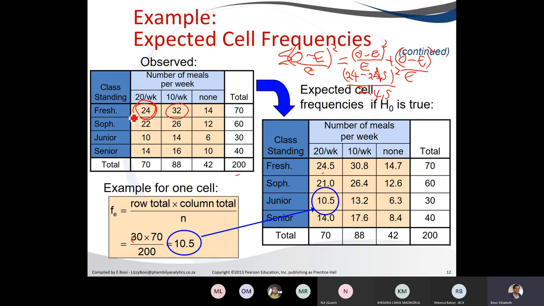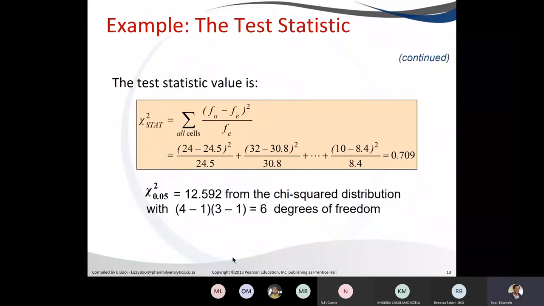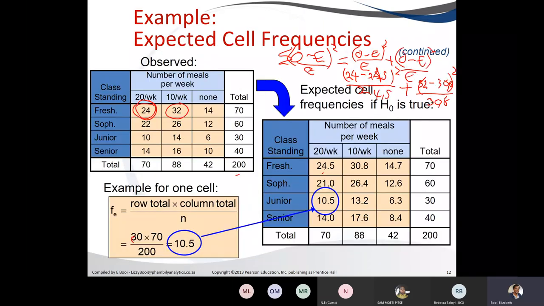Then you go to 32. 32 will be 32 minus 30.8, and then you take the square of that, divide by 30.8. Then you continue until you do all of them. And that's what your chi-square test statistic looks like. Then you do it for all of them and add them. Once you solve all these parts, you get 0.709.